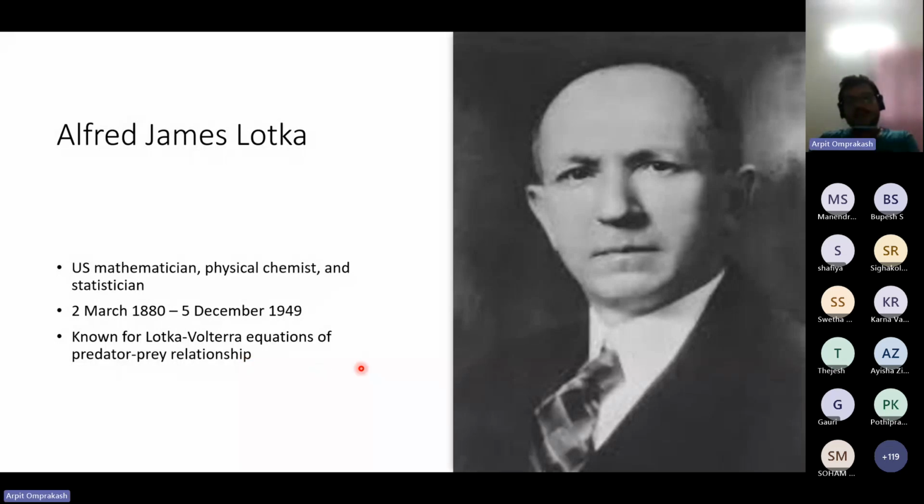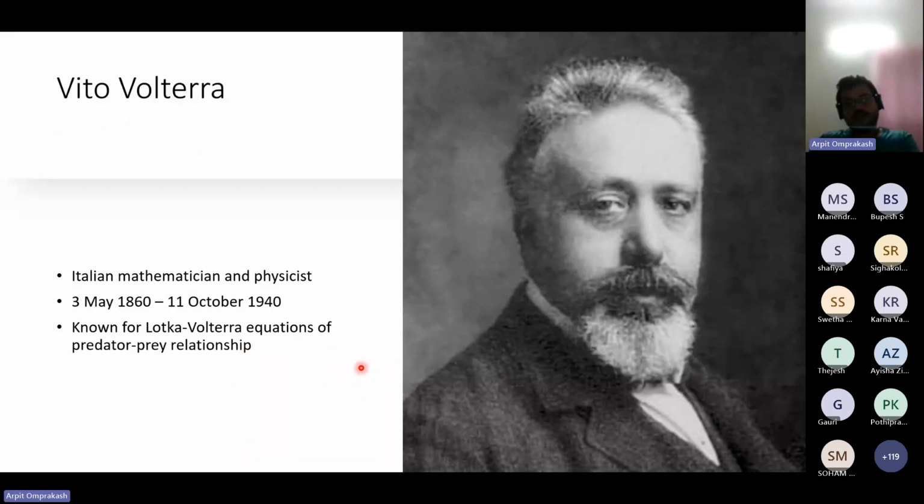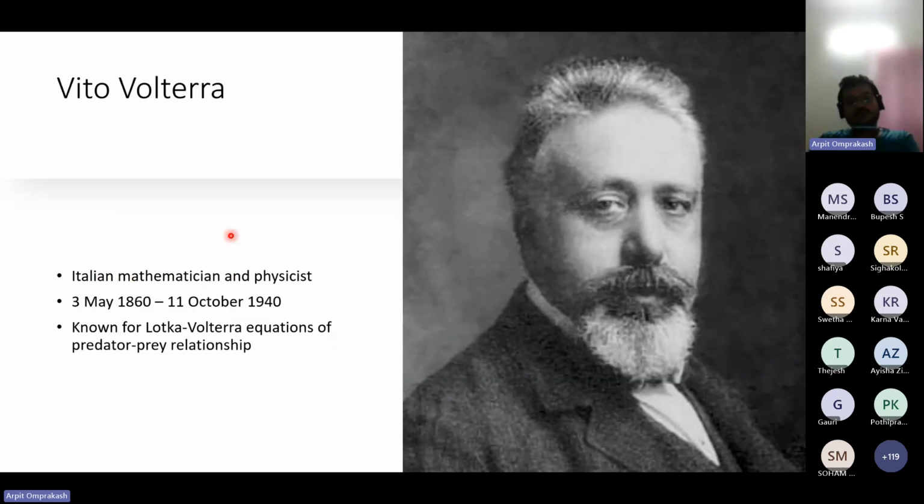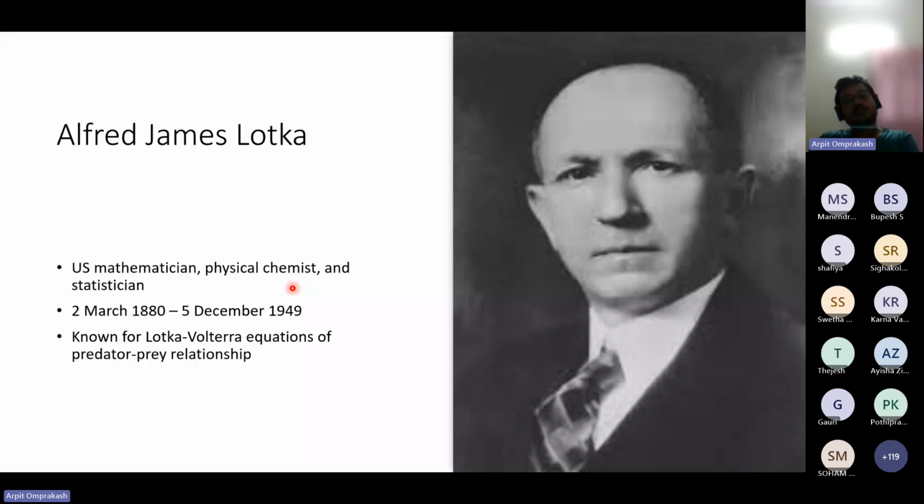Next, we have Alfred James Lotka and Vito Volterra. Lotka was a US mathematician and statistician, whereas Volterra was an Italian mathematician and physicist. Both of them are known for developing the Lotka-Volterra equations of predator-prey relationship.